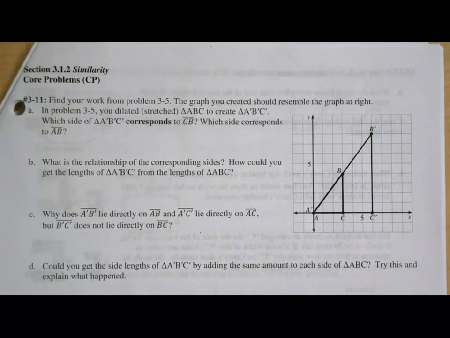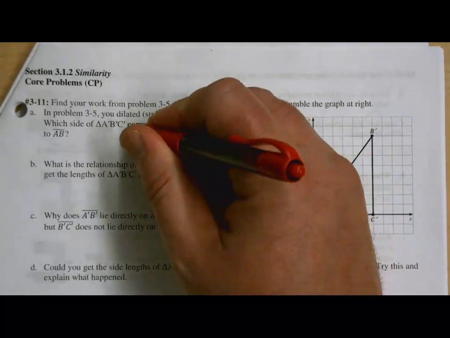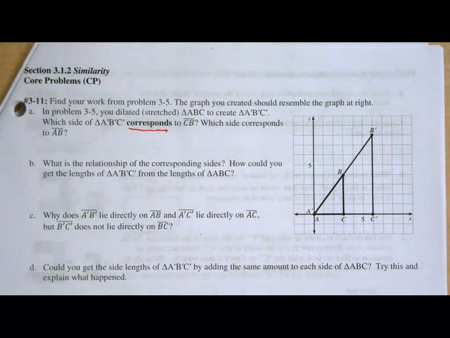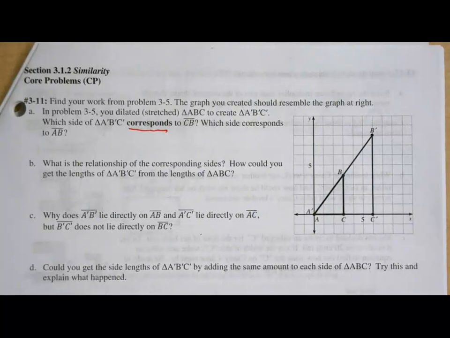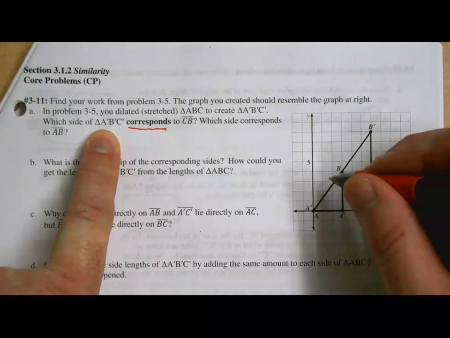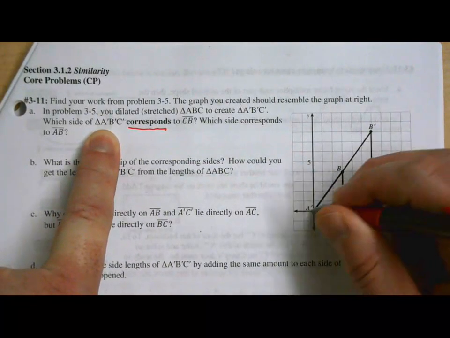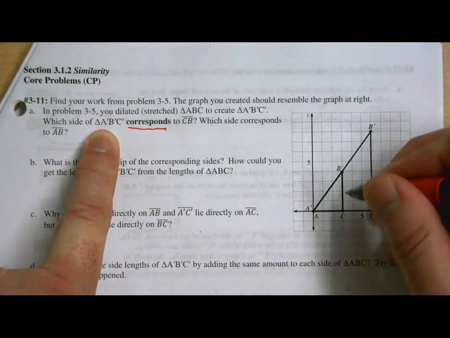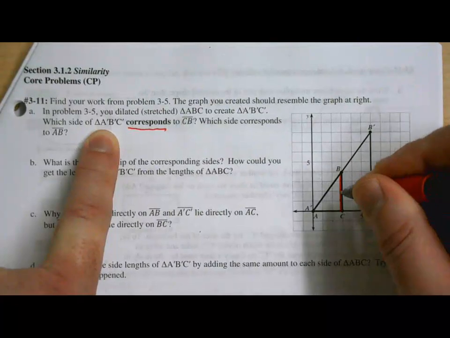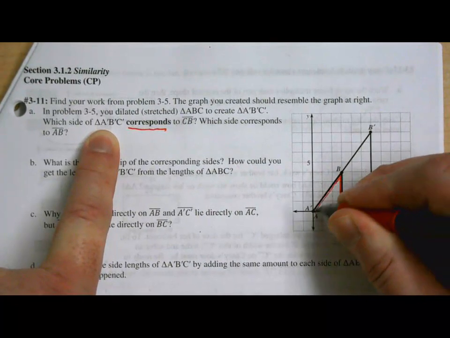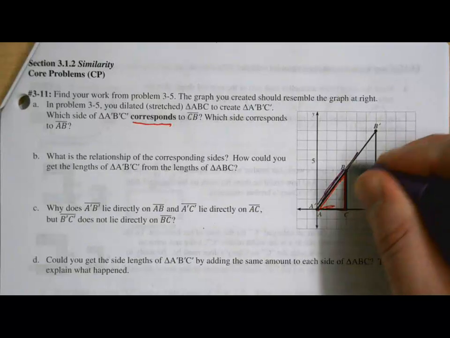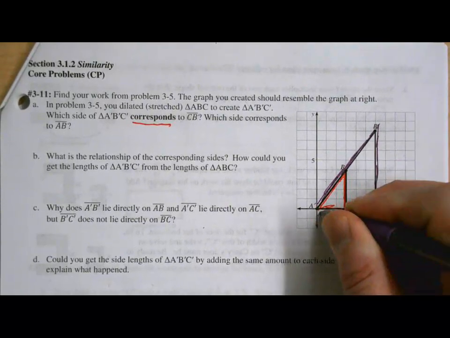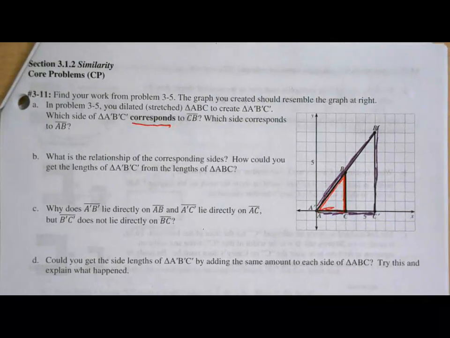All right, so they're introducing another vocabulary word here. This word corresponds. We've seen corresponding angles already. I want you to try and make a connection to that. The question here says, which side of triangle A prime, B prime, C prime, so they're talking about the big one, corresponds to side CB. So if I look at this smaller triangle, I'm going to go ahead and just outline it in red here and compare that to the bigger triangle, which I'm doing in purple.